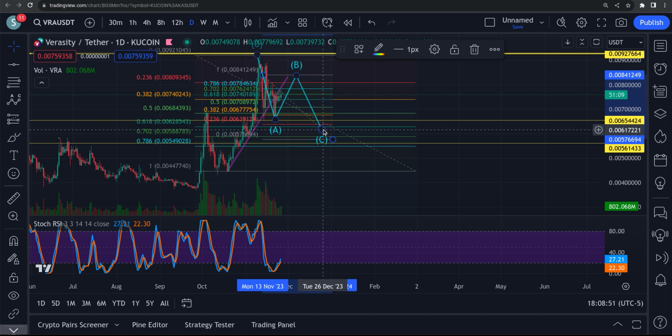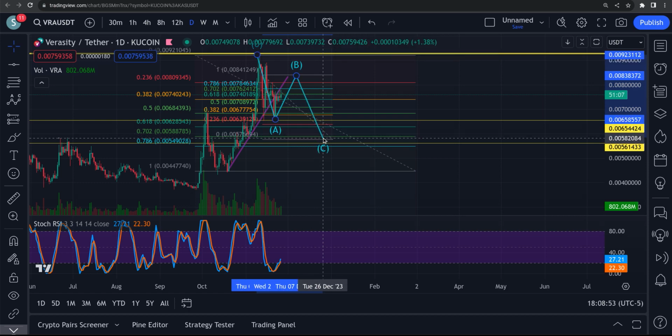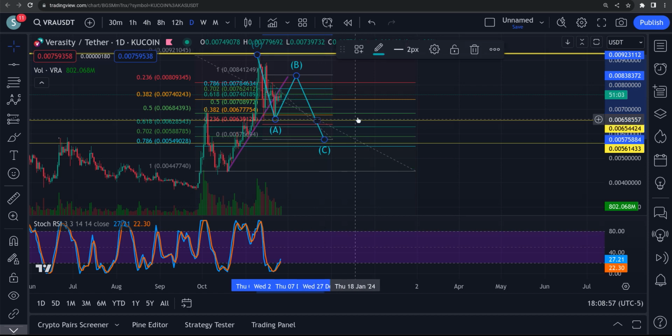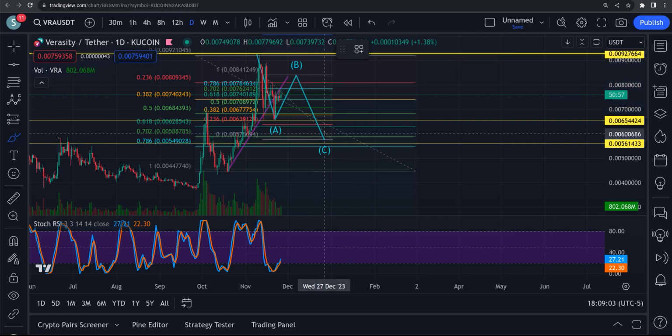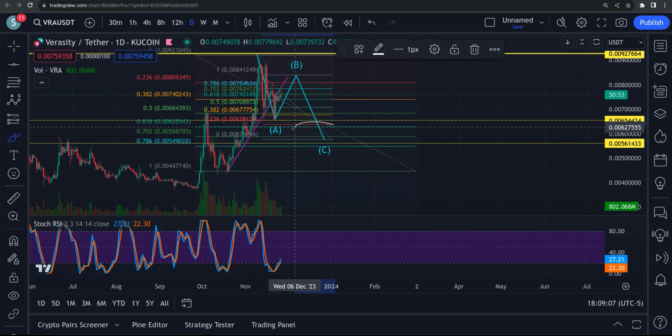Right down here to 0.0057. So right in this area is where I am expecting this pullback to come down through, the 618 down to this area right here. I'll be keeping an eye on that, and then we should start back up.